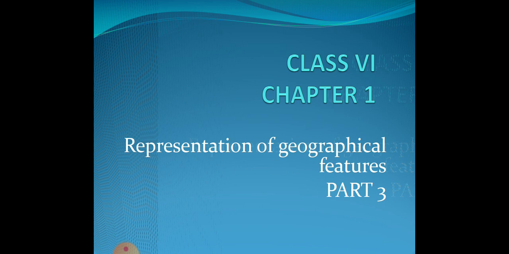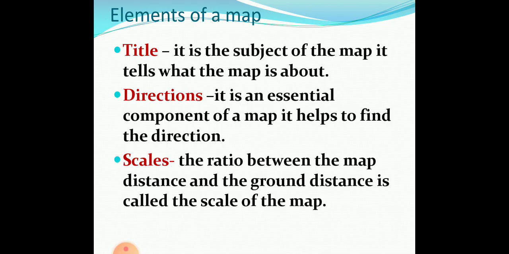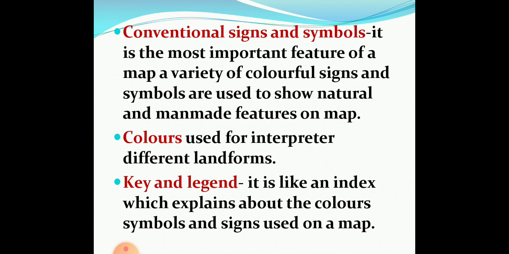There are 6 elements of a map. They are title, directions, scale, conventional signs and symbols, colors, key, and legend. These are the 6 important components of a map. Now, in your chapter, it is given in a very short form because this is a base for your chapter. Along with that, in class 6, you only have to study the basic things. So we'll study it in brief.